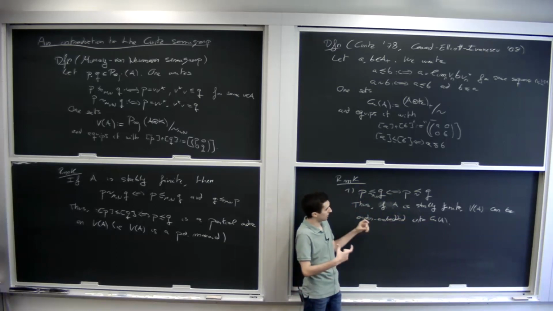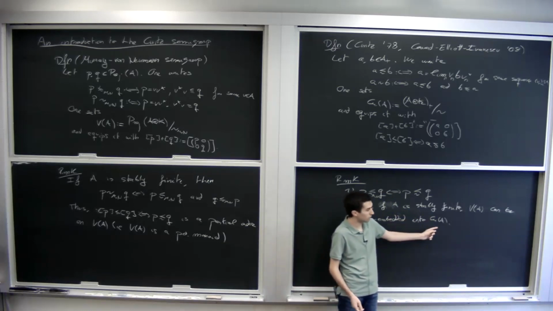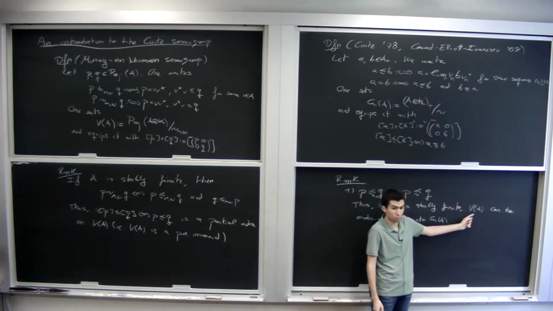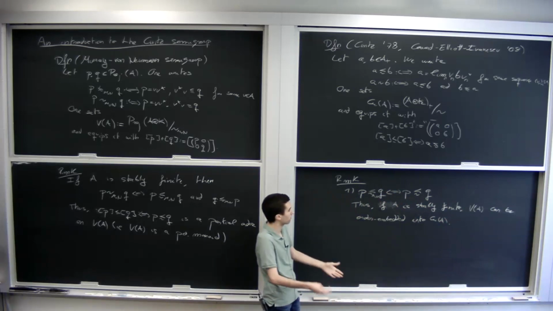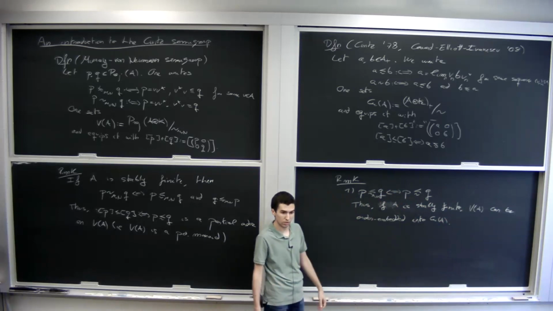Meaning that if you take the class of two projections and they compare in C of A, then they must also compare in B of A. Right? This is exactly what this is saying. Okay? So you can always recover B of A in some sense from C of A.